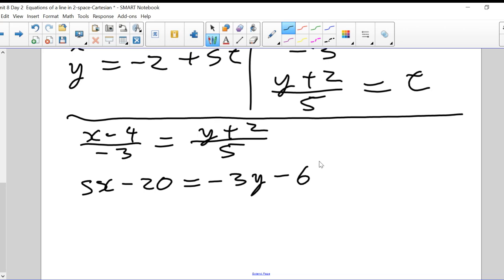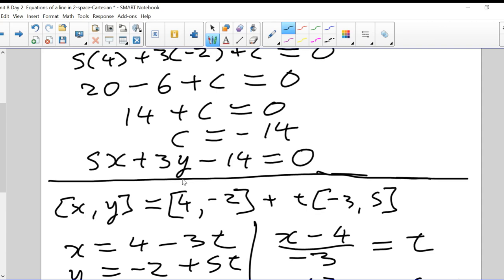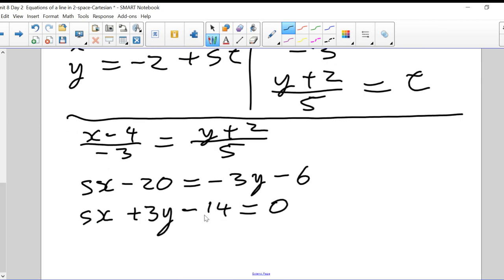All right. And now I'm going to just put everything together as 5x plus 3y. The minus 20 plus that is minus 14 equals 0. Now, how does that compare to what we had before? Let's just have a look. 5x plus 3y minus 14 equals 0. 5x plus 3y minus 14 equals 0.